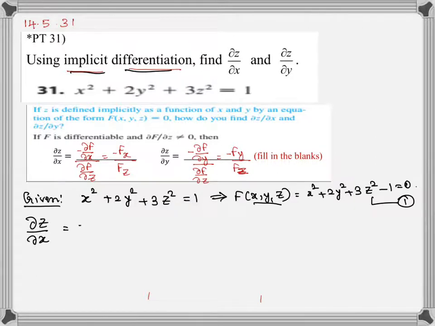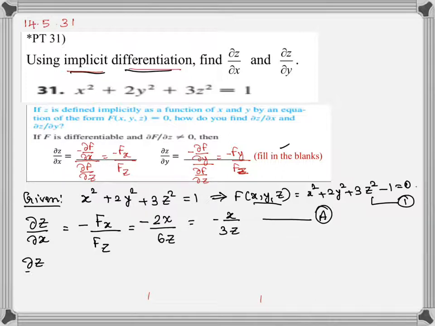Now, the partial derivative of z with respect to x, by using the implicit function theorem which we stated here, is negative f sub x over f sub z, or the partial derivative of f with respect to x over the partial derivative of f with respect to z, and in front a negative sign. We have 2x over 6z with a negative sign in front, equal to negative x over 3z. When you simplify that, you call it A. So we got one value already.